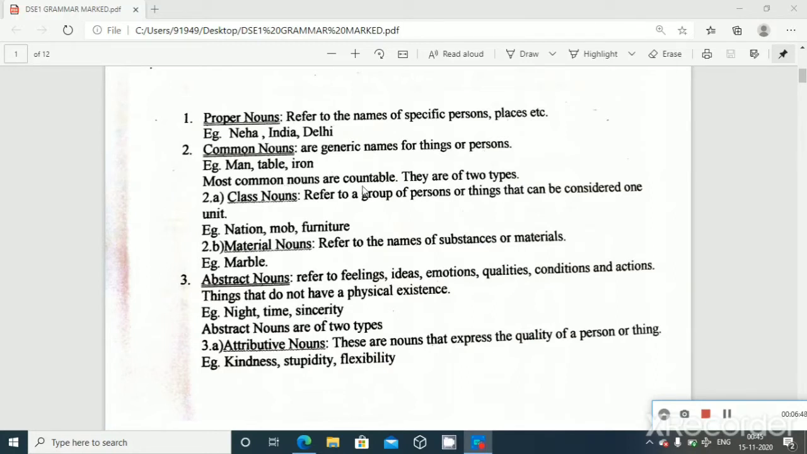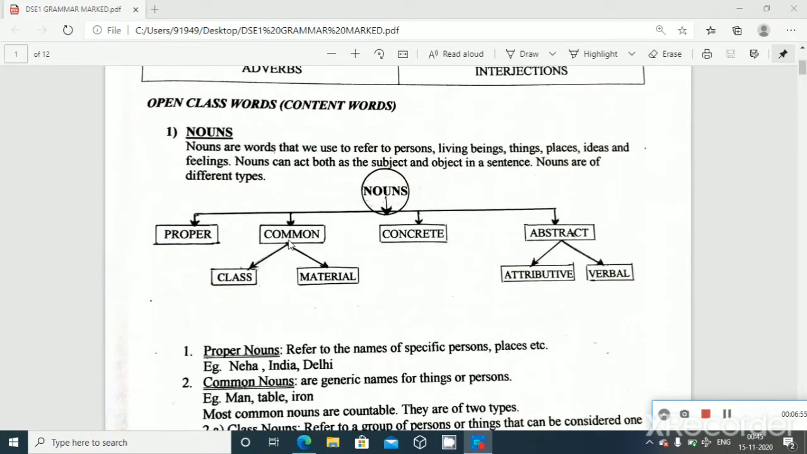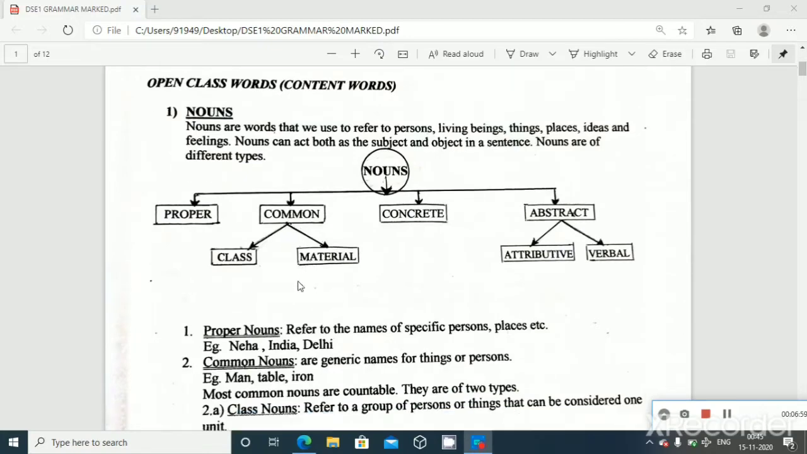Most common nouns are countable. We will come to that later. They are of two types. I have already told you. Please go back. Common nouns are subdivided into class and material nouns. Let us see how it happens.